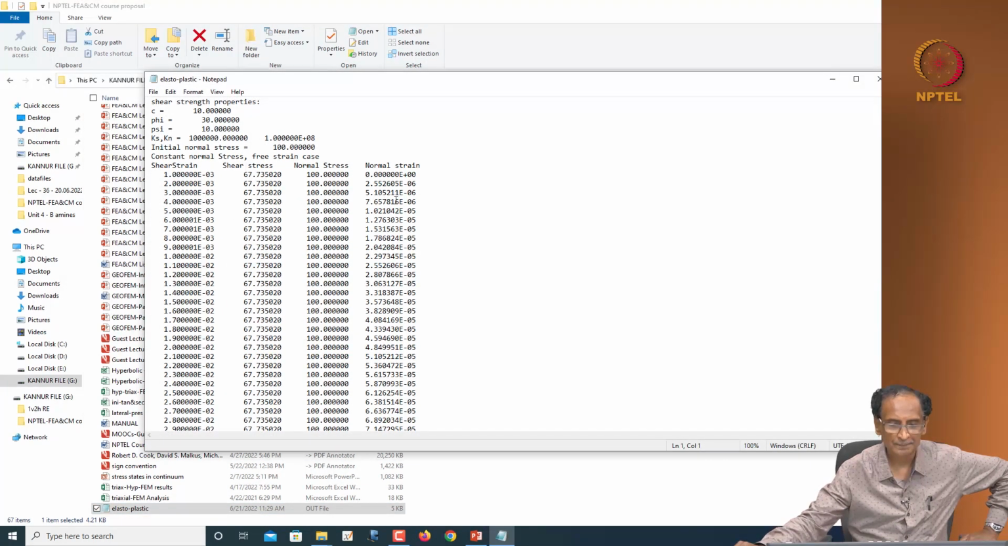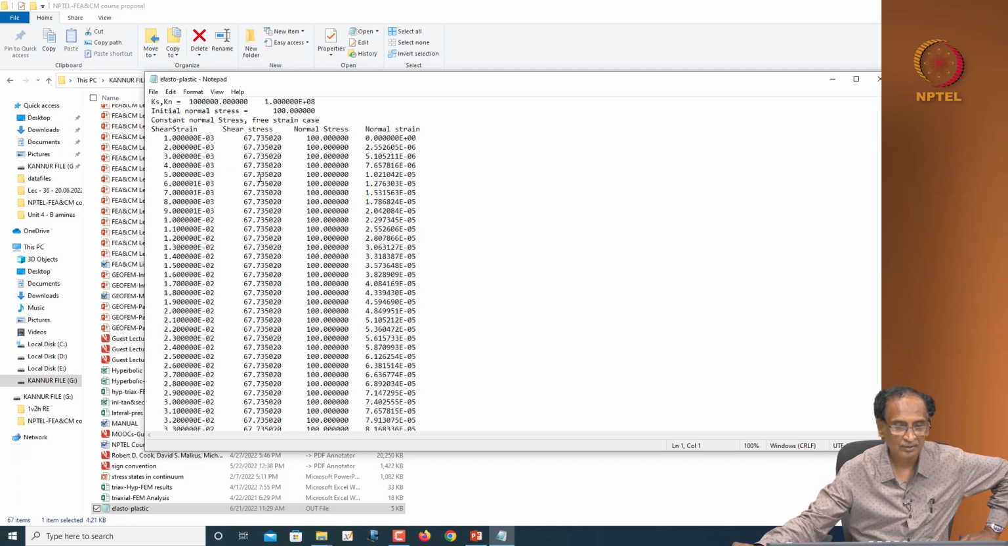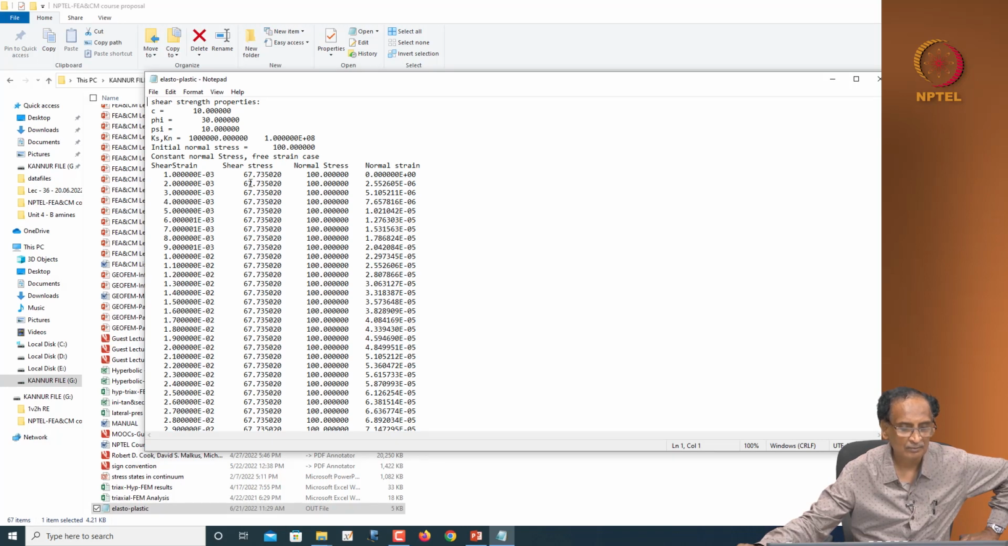Okay, this is the result. Oops, sorry, the shear stress, I think the loading is applied too fast, and right from the beginning the shear stress has reached the yield limit, and the normal stress is remaining constant at 100. Let me run this program once again. I think I have not paid much attention.